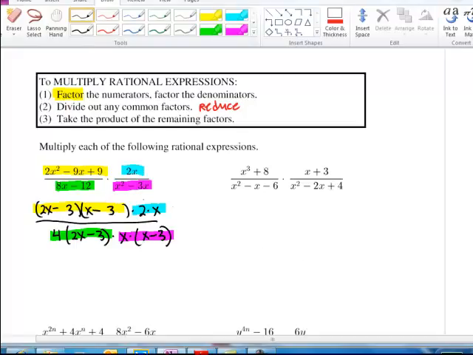And then we start reducing. So we've got a 2x minus 3 in the numerator and the denominator. We've got an x minus 3 in both locations. We have an x in both locations. And then the 2 over 4 we can reduce to 1/2.